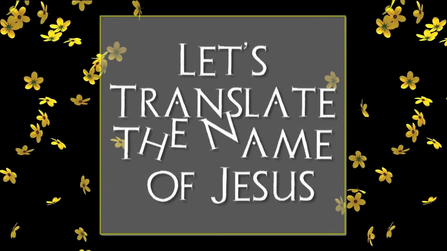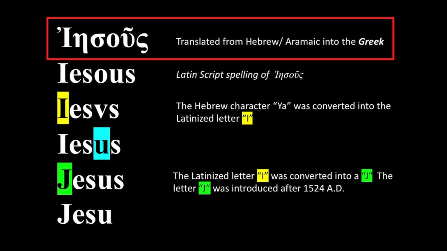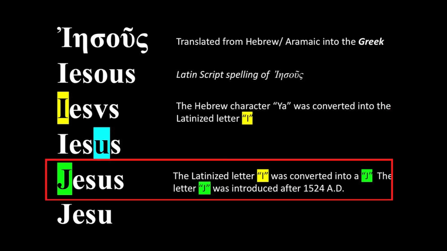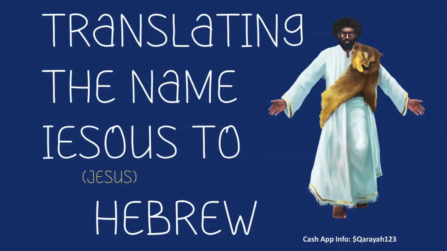Let's translate the name Jesus. Now let's look at the first word, Iesous, spelled in the Greek. The next highlighted words are different spellings of the Latinized pronunciation of Iesous. Next is today's translated word for Iesous, which is Jesus. Lastly, we have the word Jesus, translating the name Iesous to Jesus in Hebrew.